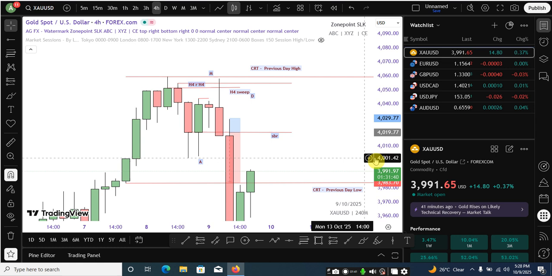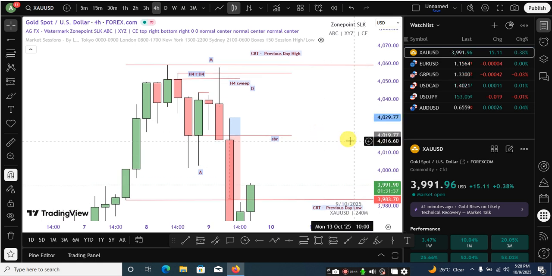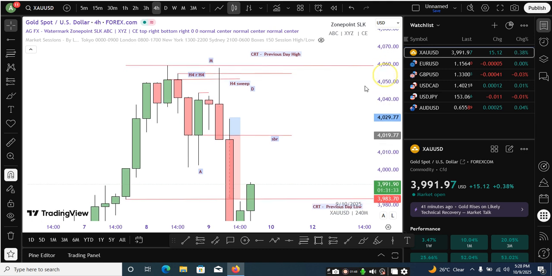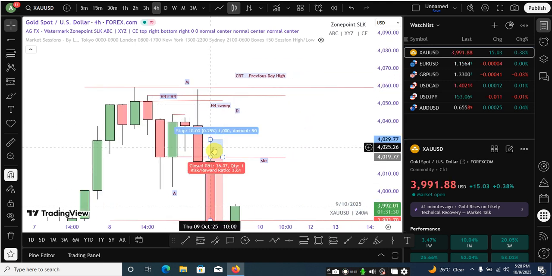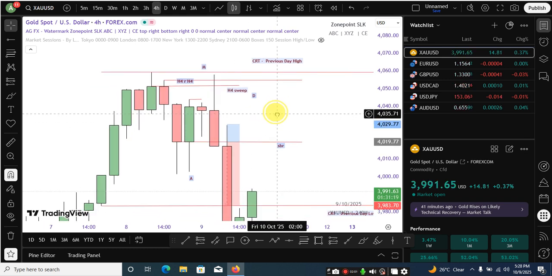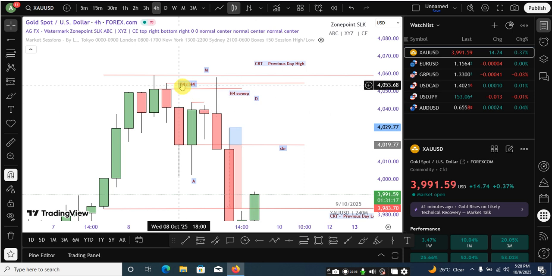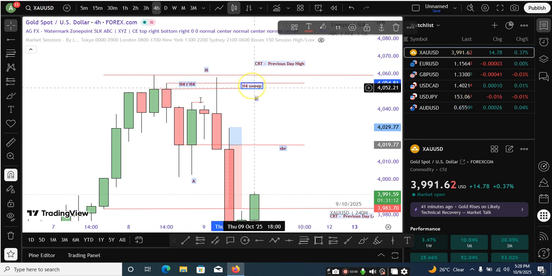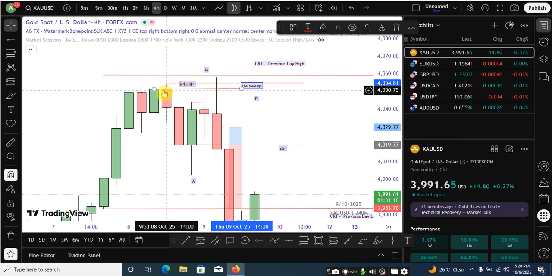So what did I do? I checked inside this range on 4 hours. Inside this range on 4 hours, what is happening? I saw, after this 4 hours candle closed, around 10 o'clock, and what did I see? I saw a sweep, a 4 hour sweep here, right? And I saw 4 hours reject from this key level.